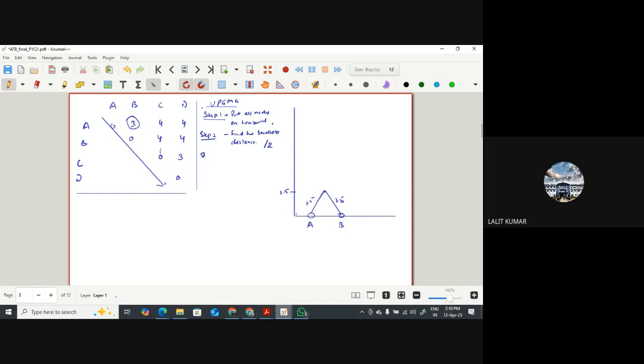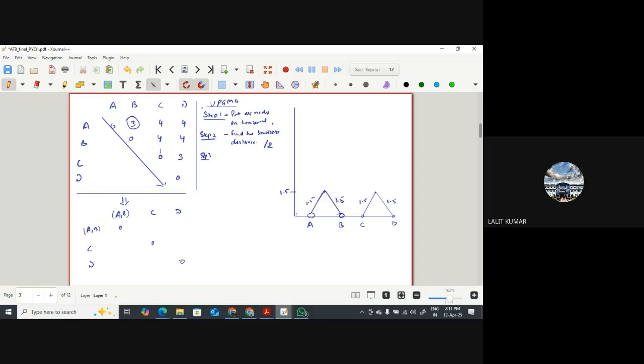Step 3, you have C and D here. CD is also 3, so this also becomes 1.5 and 1.5. Now you have to find the distance for AB. So you combine AB, C and D, with diagonal 0, 0, 0.